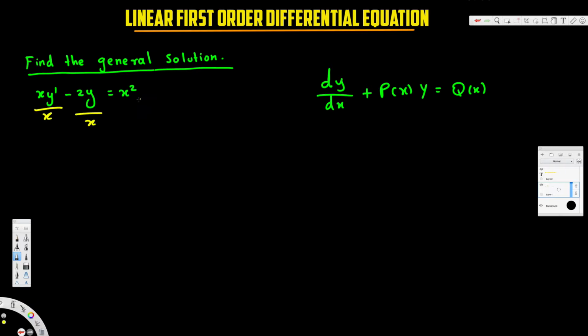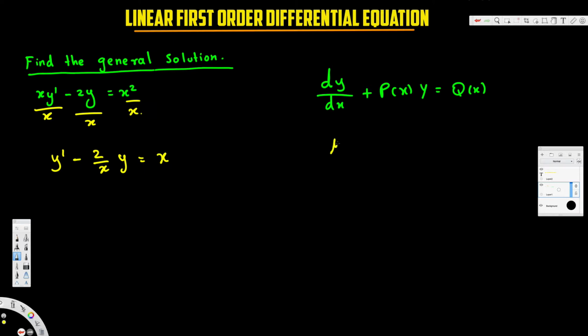If I divide this one by x, this is going to be just y prime. And here we will have 2 over x, y. And here we will have 1 over x squared, which is going to turn into just x. Okay. Now the next thing is we have to find the integrating factor.